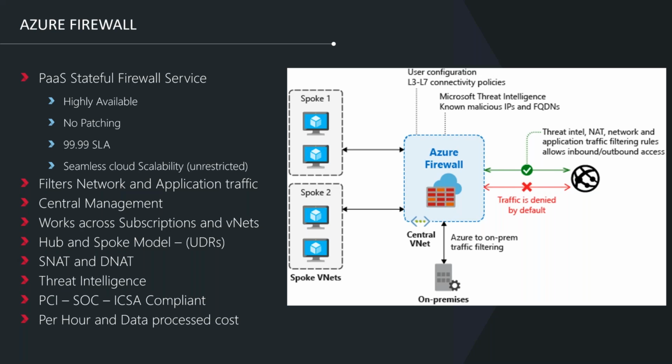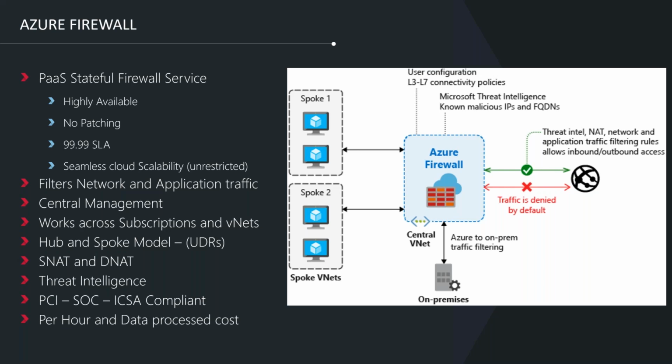And like a standard firewall, it's going to allow you to put rules in as well in terms of what traffic you want to allow and what traffic you want to deny, and it does support FQDNs as well as IP addresses. For those of a certain business orientation, this supports PCI, SOC, and ICSA compliance. And the way you pay for this particular service is per hour, and you pay for the amount of data that is consumed by the service inbound and outbound as well.